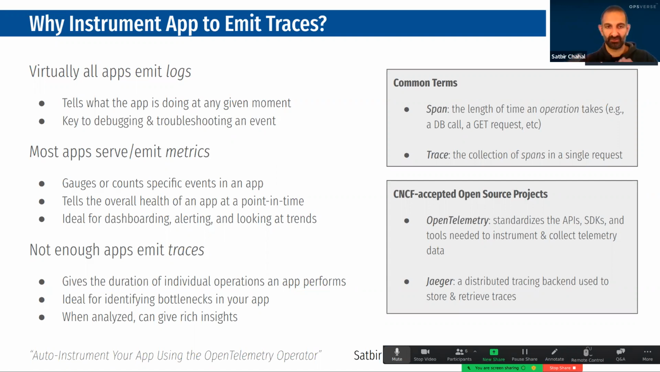What traces are, for those that don't know, is that they give the duration of an individual operation that an app performs, and that can be like a DB call or a GET request. It's ideal for identifying bottlenecks. It's easy to run analysis on it and say, oh, why is the DB call taking 800 milliseconds, and the whole app takes less than 900 milliseconds? Stuff like that is good. So when analyzed, traces can give really good insights.